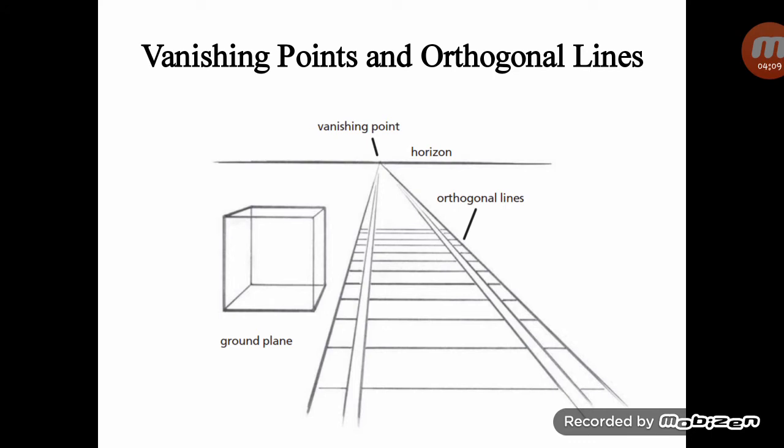Vanishing point and orthogonal lines. Vanishing points are dots on the eye level where parallel lines seem to converge and disappear.